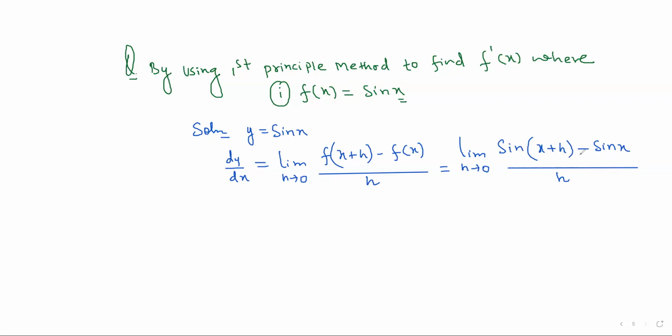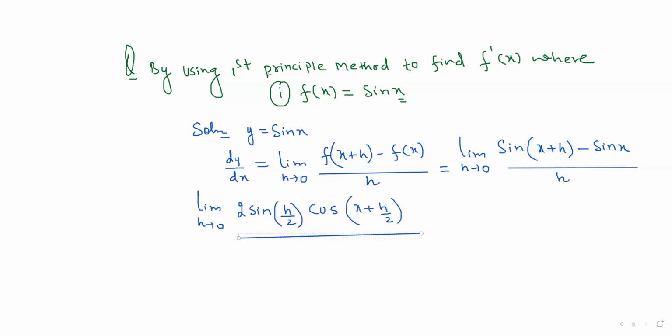All very simple formula, beta. Sine C minus sine D is 2 sine of (C minus D) by 2 into cos of (C plus D) by 2. So we get 2 sine of h by 2 into cos of (x plus h by 2), divided by h.